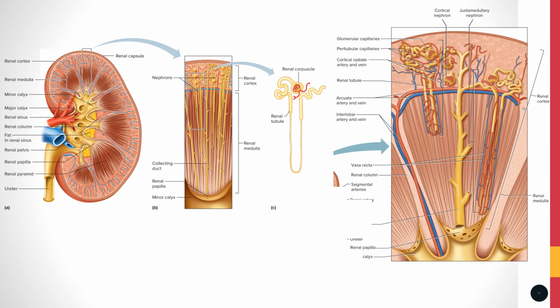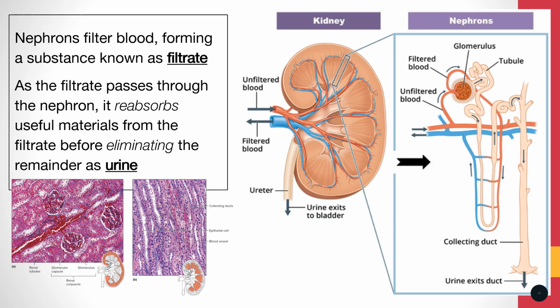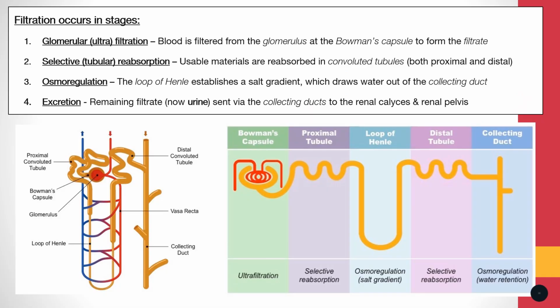Here is another picture of this, again, just to help with your studying. This is almost exactly what you saw in lab on the little cross section that we had. I think it was activity 2, maybe. Anyway, so nephrons are going to filter the blood, and they're going to form a substance known as filtrate. As the filtrate passes through the nephron, it is going to reabsorb useful materials from the filtrate before eliminating the remainder as urine. So as things move through these nephrons, they are reabsorbing things, excreting things, reabsorbing, excreting, until they get just exactly the right mixture that they want to have.